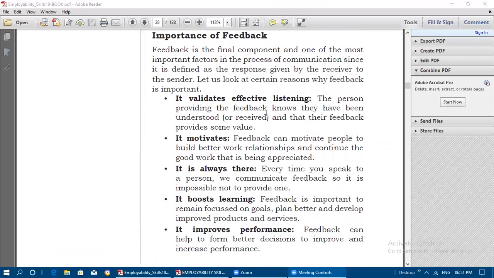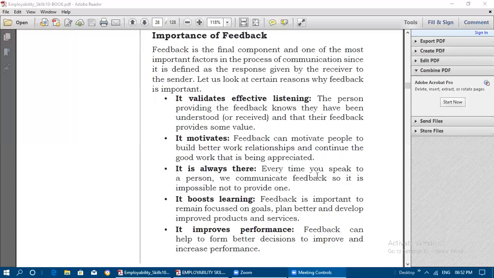It validates effective listening. That is, the person providing the feedback knows they have been understood or received, and that their feedback provides some value. So it checks whether the receiver received the message properly, or whether he understood it properly. The sender can check it. It motivates. Feedback can motivate people to build better work relationships and continue the good work that is being appreciated. So because of positive feedback, the sender will be motivated.